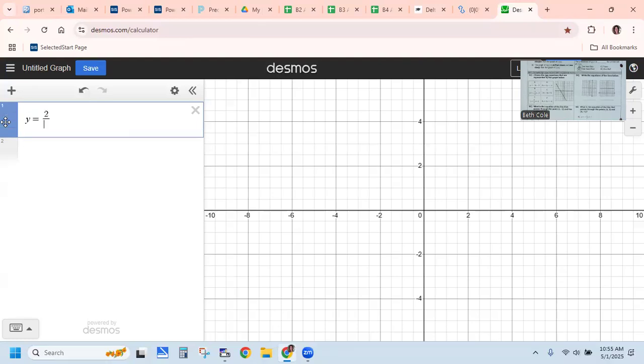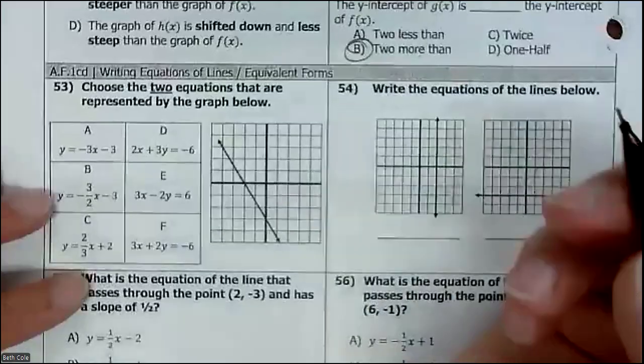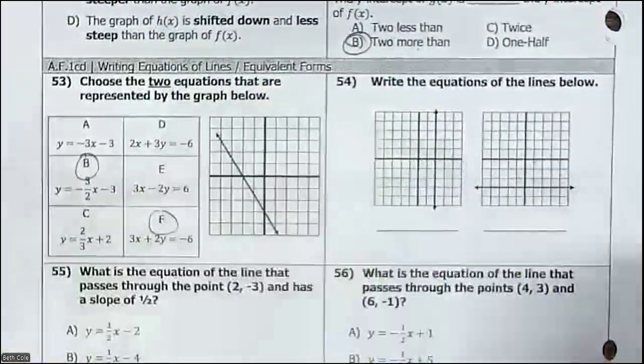y = 2/3 x + 2. Does that match? Oh, okay, so I guess it's going to have to be that last one there, but we'll check it just for good measure. There, does that match? -2 and -3. Okay, so which 2 did we circle? B and F. Good job.